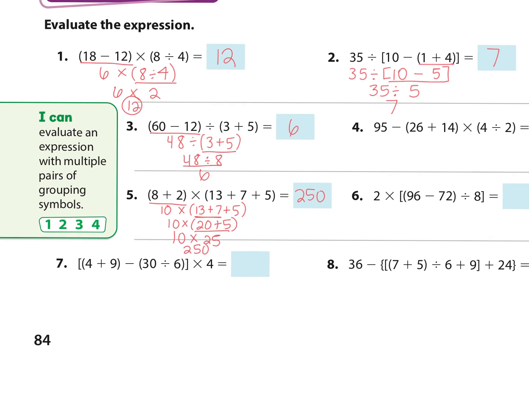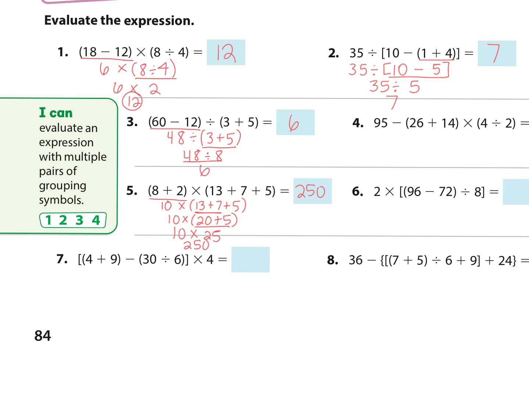Okay, let's jump down to number 7. Inside this one I've got brackets and I've got 2 sets of parentheses with an operation between. So one step at a time, I'm going to bring my bracket down. What is 4 plus 9? 13 minus, bring everything down, 30 divided by 6, parenthesis, close my bracket, times 4. Now I have a new problem. 30 divided by 6, good, which is 5. Bring everything down, so now I have 13 minus 5 inside the brackets, times 4.